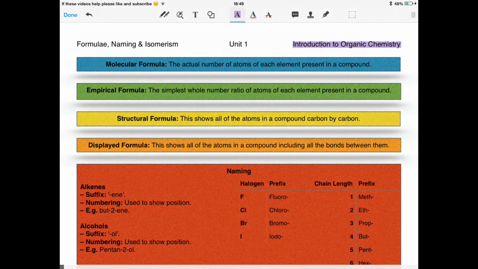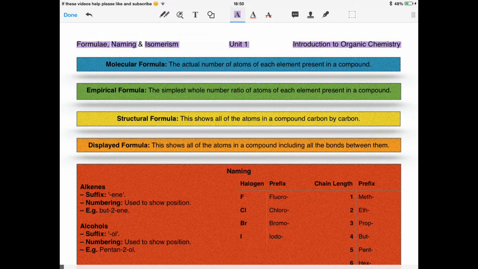This video is going to be on the Introduction to Organic Chemistry. It's part of the Unit 1 spec, but you may also be watching this if you're in A2 and you're doing your Unit 4 exam, because it comes right back up on the nomenclature and isomerism. In this video I'm going to discuss the formulae, naming and isomerism.